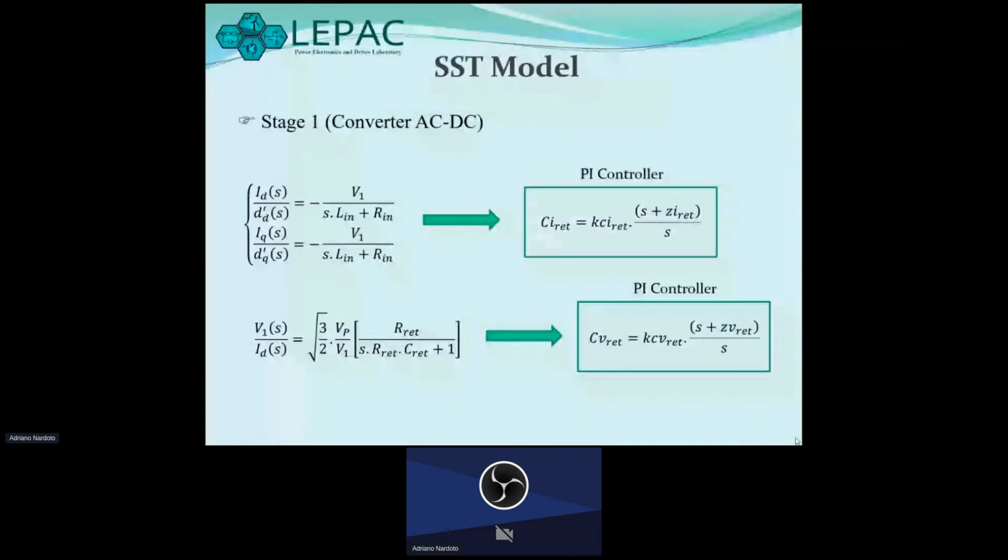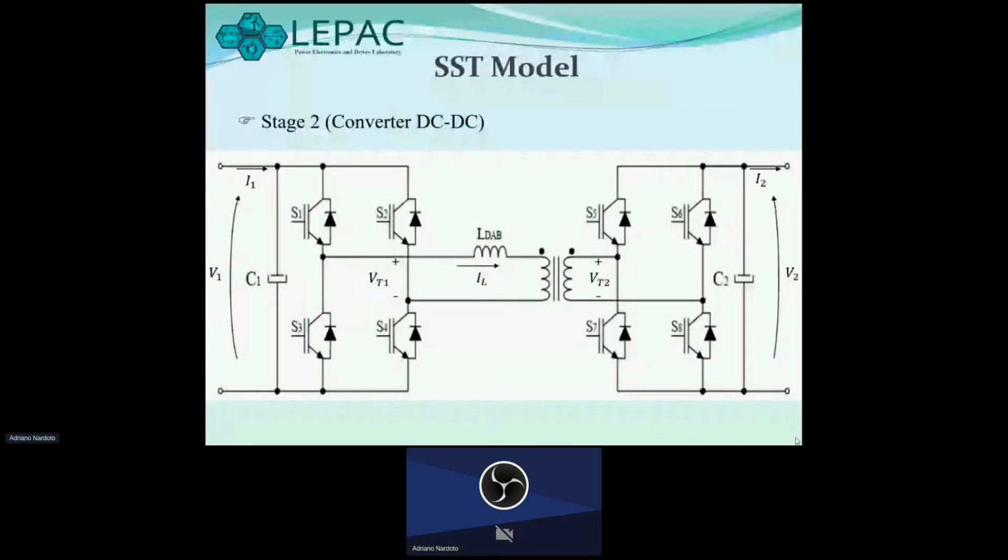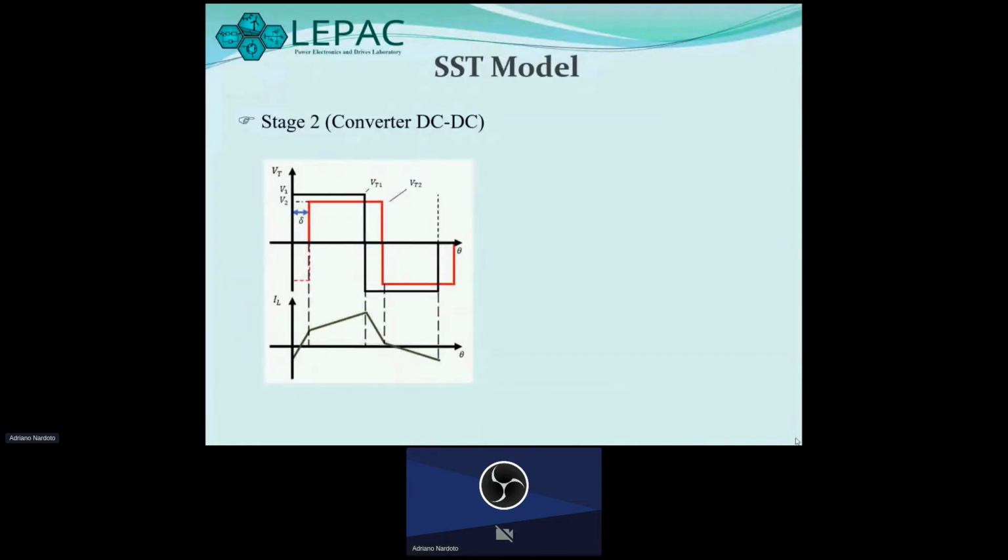Stage 2. The converter used in this stage was the dual active bridge, DAB. This converter is isolated by high-frequency transformers. Converter power control is done through the phase shift between the voltage generated in bridge 1 and 2. When the phase shift is greater than 0, power flows from bridge 1 to bridge 2. Otherwise, when the phase shift is lower than 0, power flows from bridge 2 to bridge 1.